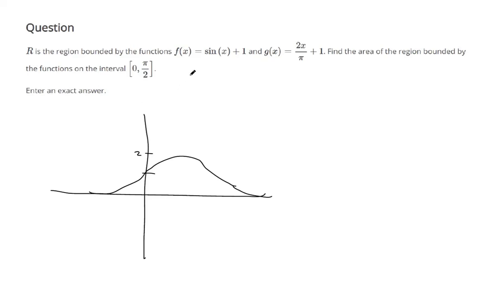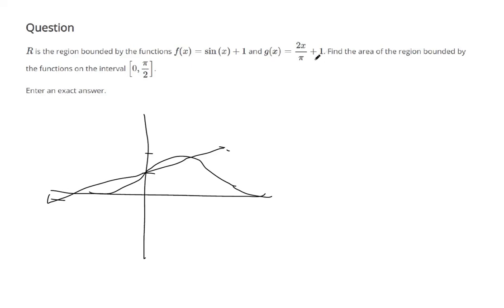And then g of x, that looks like it's a linear function because x is in the numerator. It's to the first power. And then we got a y-intercept of 1. And the slope is 2 over pi. So that'd be something a little less than 1. So I think it's going to look like this. Again, you could graph these. That's fine. Just go to desmos.com/calculator and graph them.